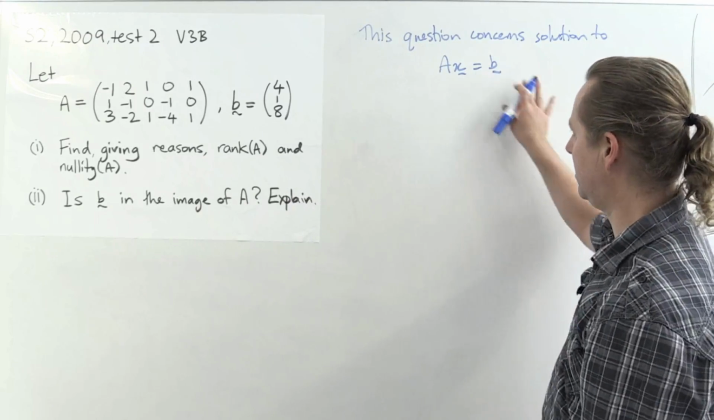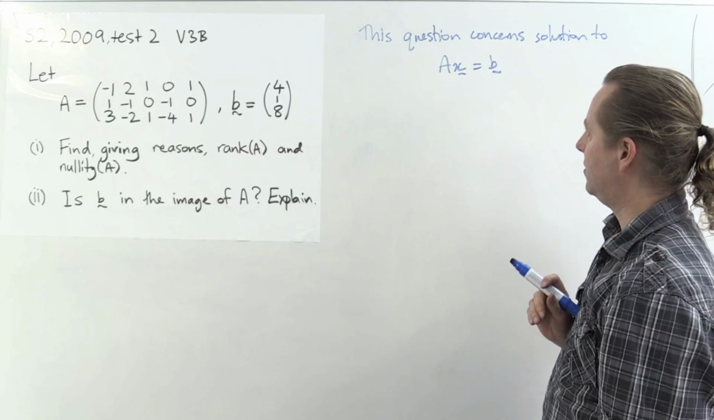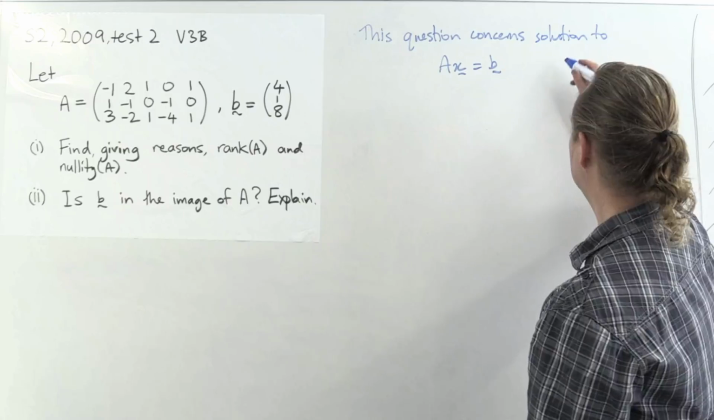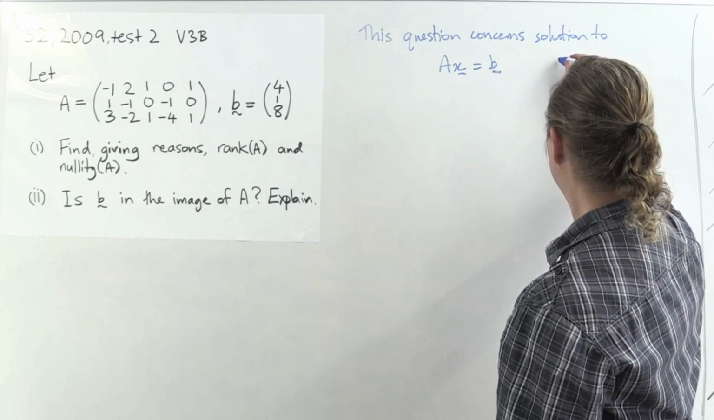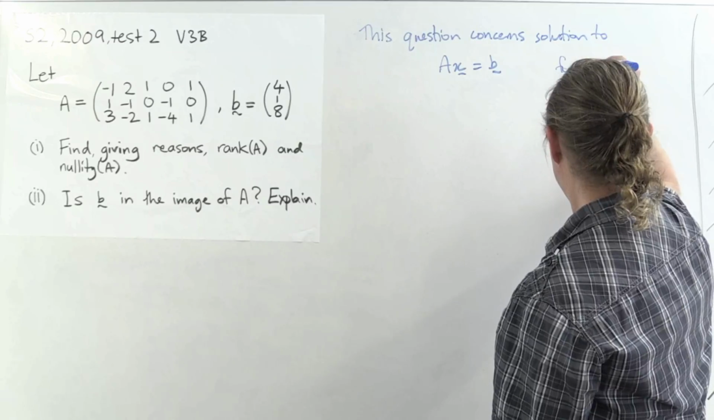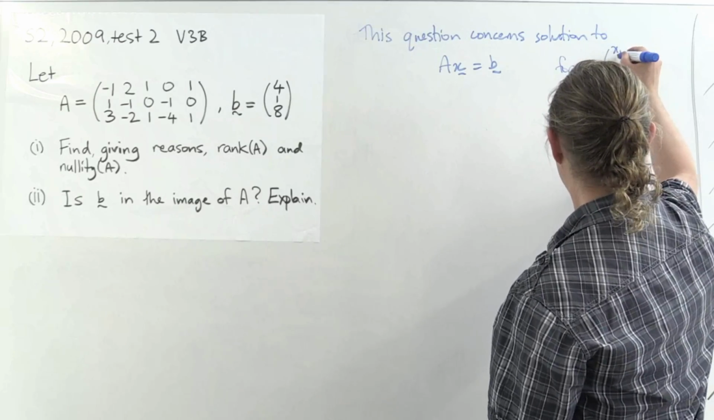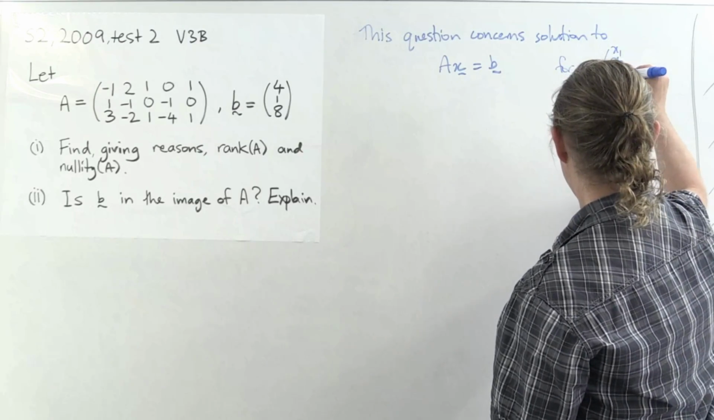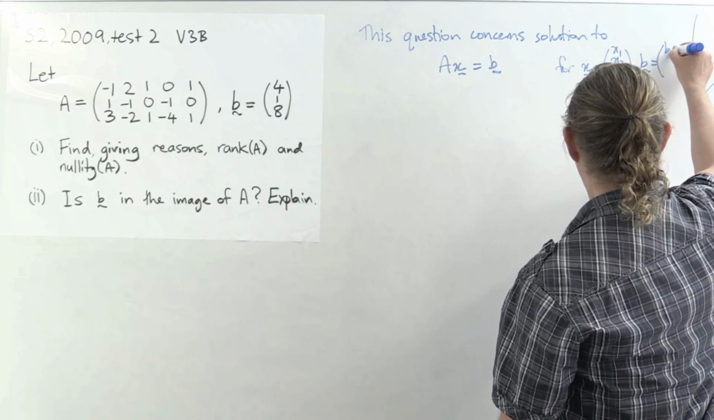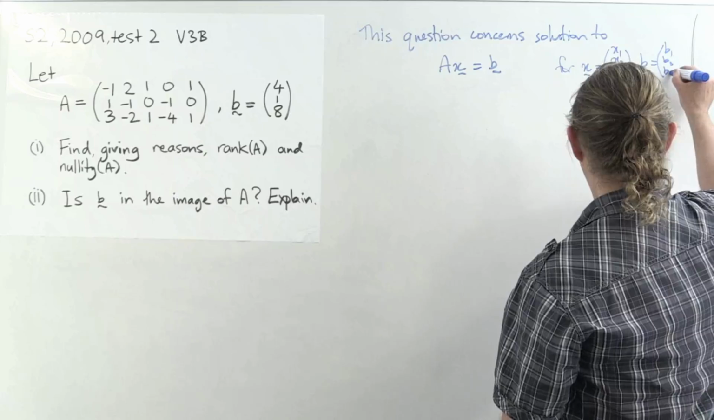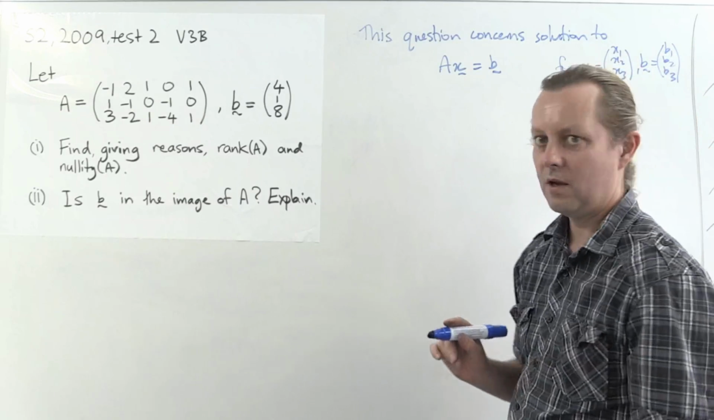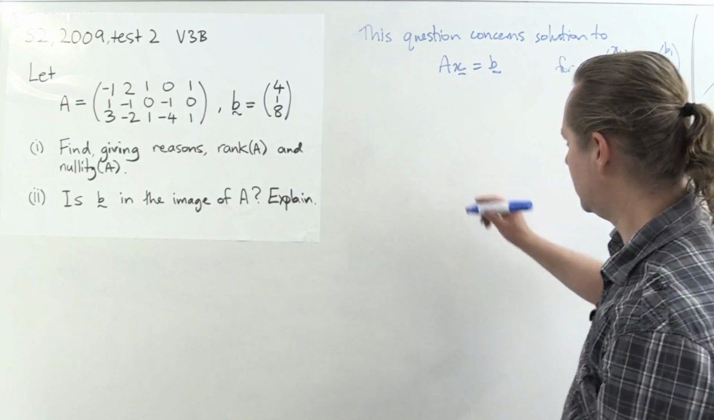So maybe we'll try and row reduce the augmented matrix corresponding to this system here. Say for x being x1, x2, x3, and b being b1, b2, b3. Okay, so that has augmented matrix.